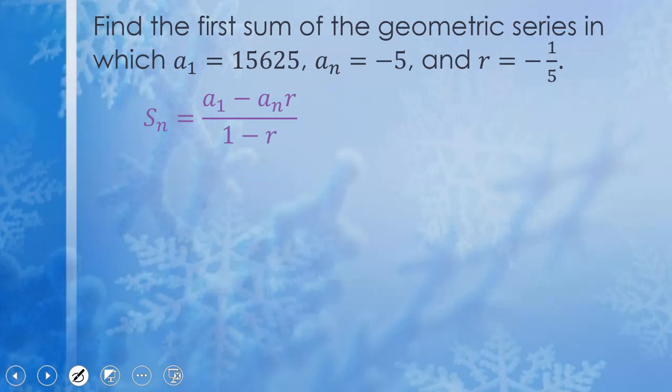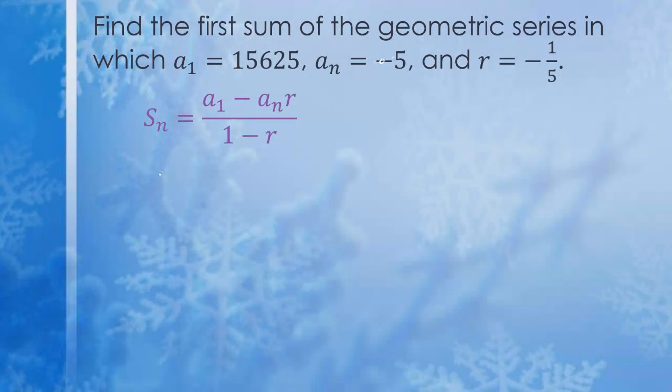Find the sum of the geometric series in which a sub 1 equals 15,625, a sub n equals -5, and r equals -1/5. I think a sub n is supposed to be, oh no, that's right, it's the sum. It should be S sub n. No, it shouldn't. Your last term is -5. Wow, I'm having trouble thinking through all of this today, obviously.